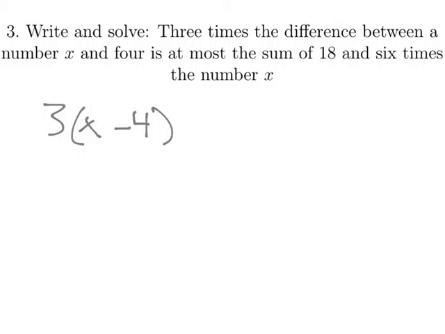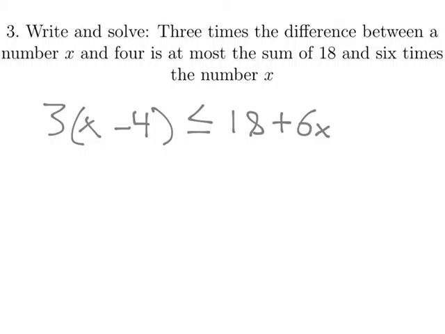Now, at most means the greatest it can be is something on the right side. So that's the biggest it is. So otherwise, it's always going to be smaller. But because at most it could be, that means it could actually equal it. So now we have the sum of 18 and 6 times the number x. So here I have my inequality. And now I just have to solve it.